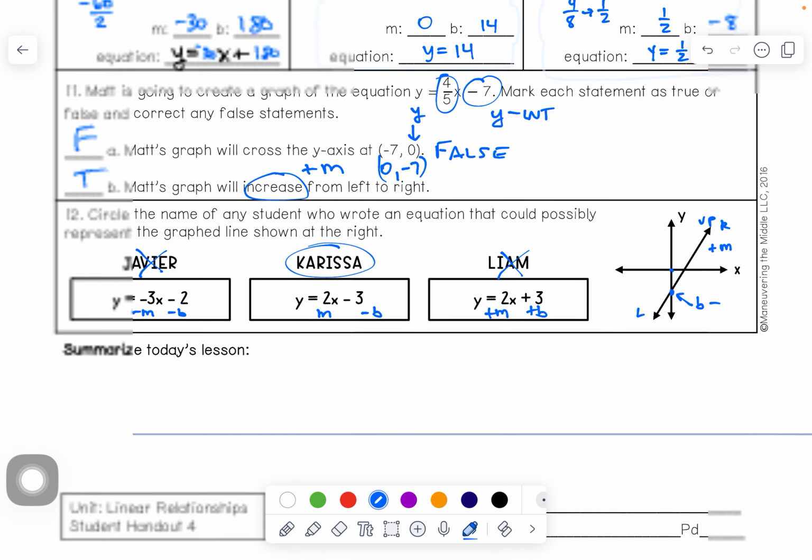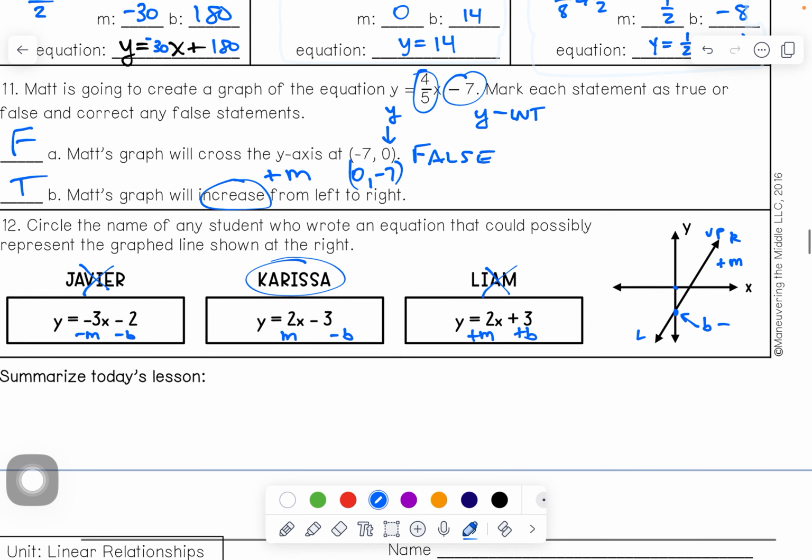So it looks like Carissa is the only one that got that correct. All right, hope you copy down your notes.